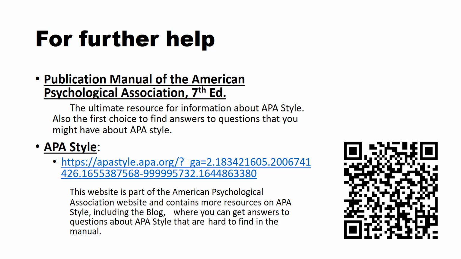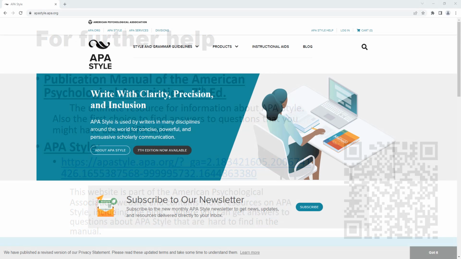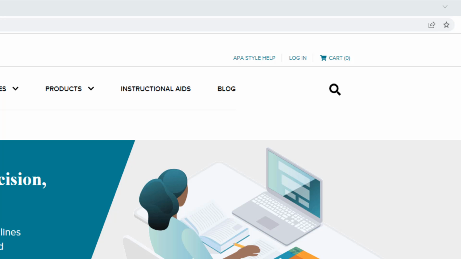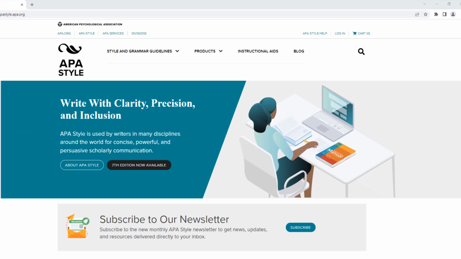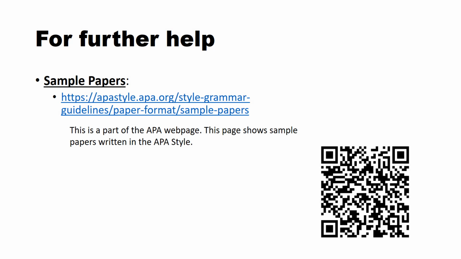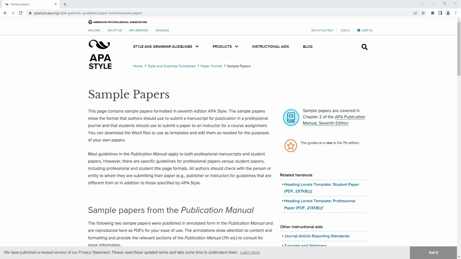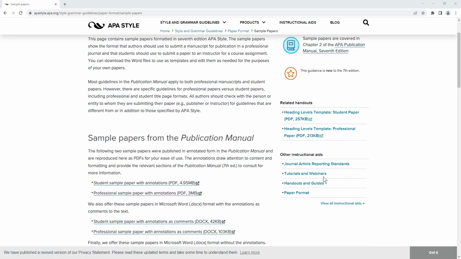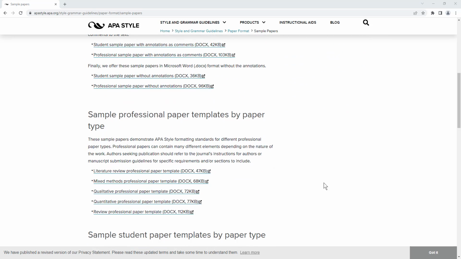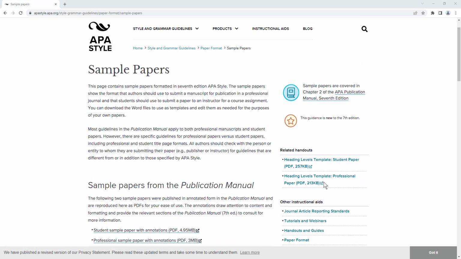The next resource is the APA Style website. So this website is part of the American Psychological Association website and contains more resources on APA Style, including the blog, where you can get answers to questions about APA Style that perhaps are hard to find in the manual. Another resource online at the APA Style website is the sample papers. This page shows sample papers that are written in APA Style that would perhaps give you some idea about how you use the in-text citations and the references.